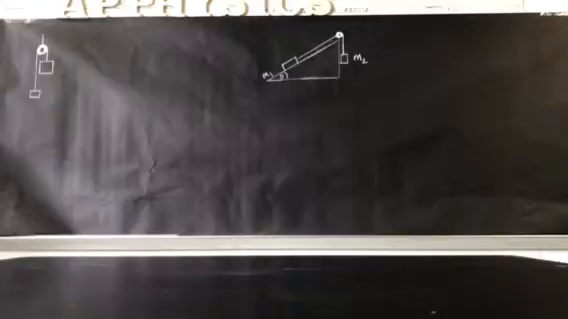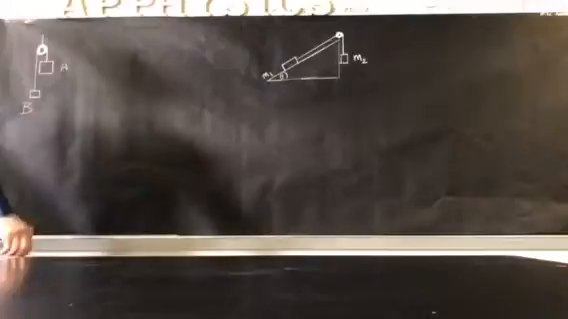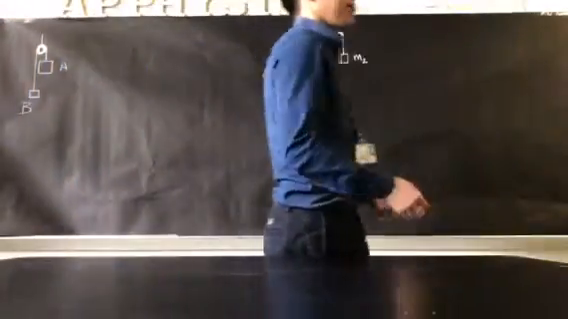The question says two masses are attached to a frictionless massless pulley. The mass of block A is 5 kilograms, and the mass of block B is 2 kilograms. So we're going to have to label which one is mass A and which one is mass B based on the picture. I hope that's not too hard to determine. One has a mass of 5 kilograms, the other has a mass of 2 kilograms. So I'm going to label this one as A and this one as B, because A has greater mass than B.